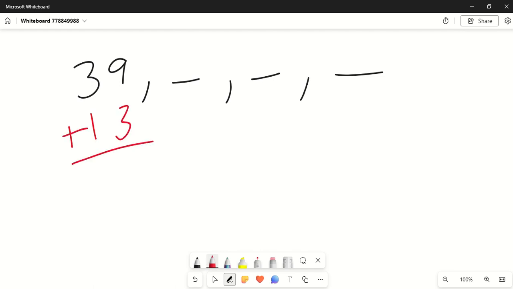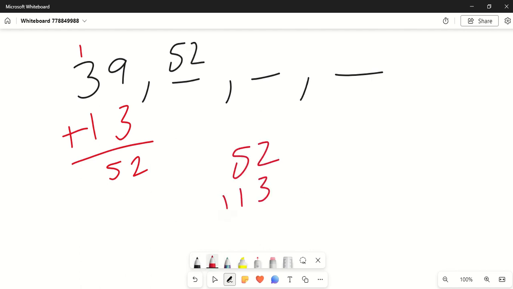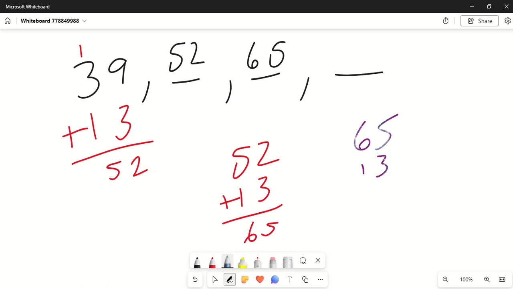39 plus 13: 9 plus 3 is 12, carry the 1. 1, 3, 1 will be 52. So the next term in the sequence is 52. 52 plus 13 is 65. And then the next term in the sequence should be 78.